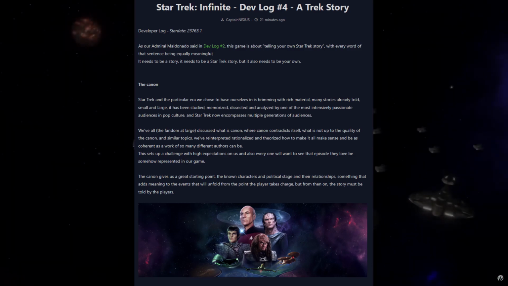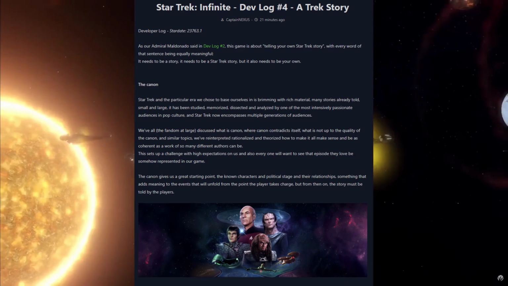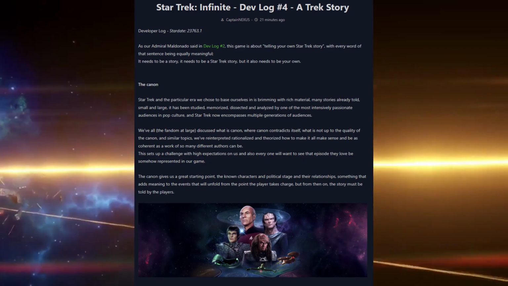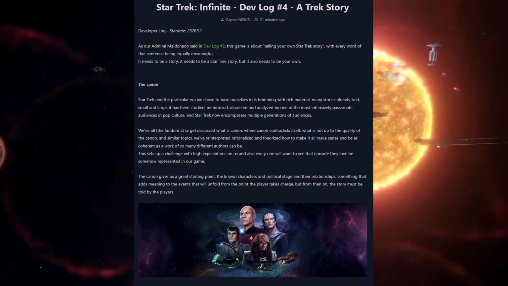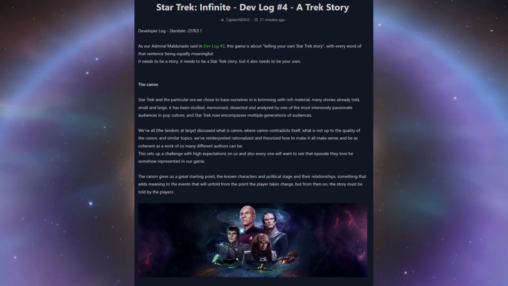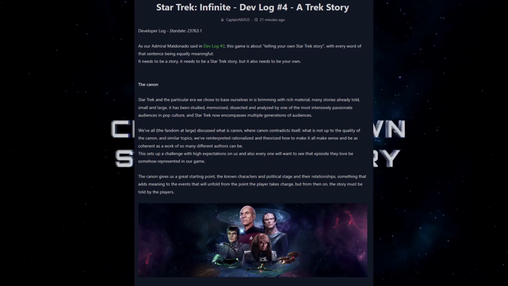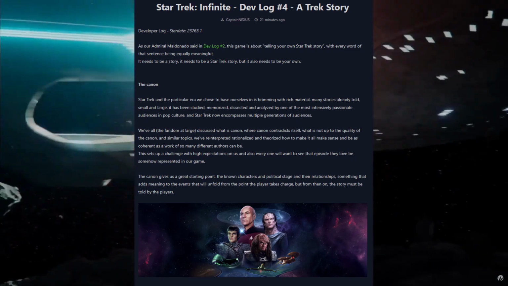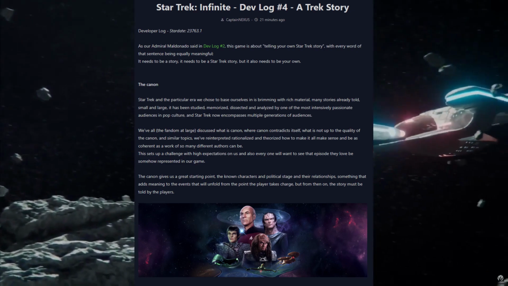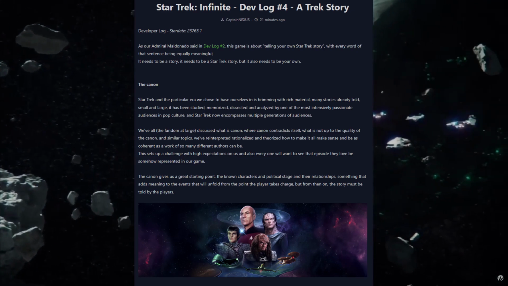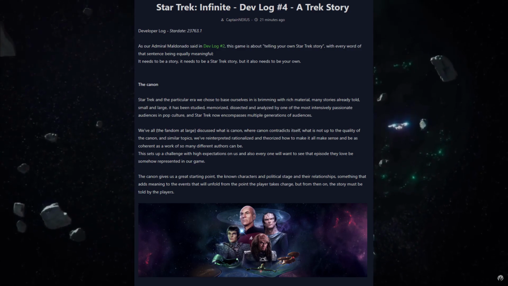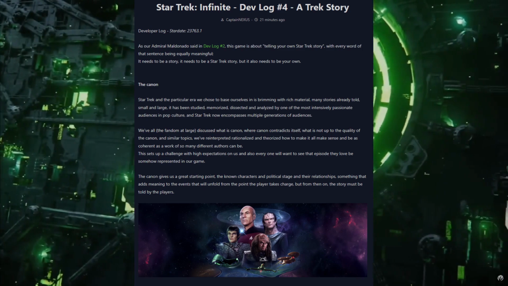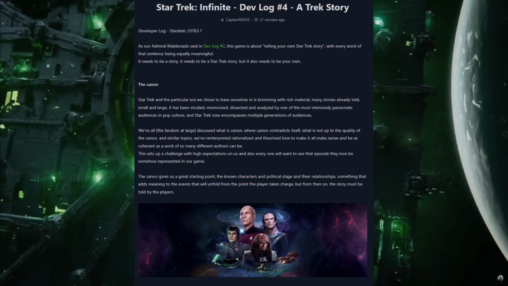As the canon, Star Trek and the particular era we choose to base ourselves in is brimming with rich material, many stories already told, small and large. It has been studied, memorized, dissected and analyzed by one of the most intensely passionate audiences in pop culture, and Star Trek now encompasses multiple generations of audiences. The fandom at large has discussed what is canon, where canon contradicts itself, what is not up to the quality of the canon, and similar topics. We've reinterpreted, rationalized and theorized how to make it all make sense, to be as coherent as a work of so many different authors can be.